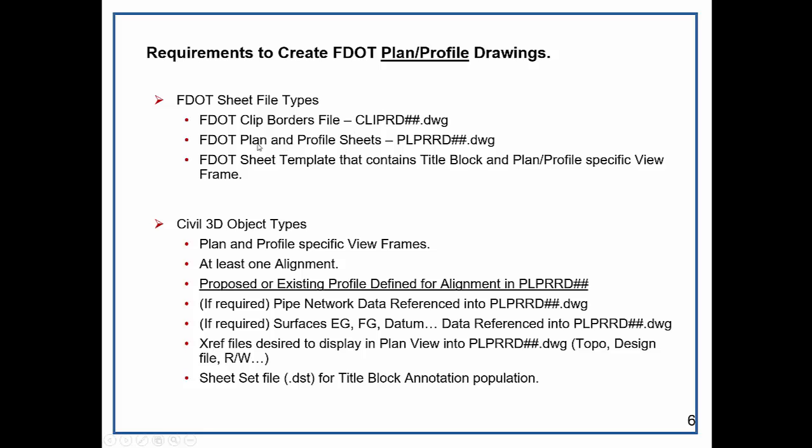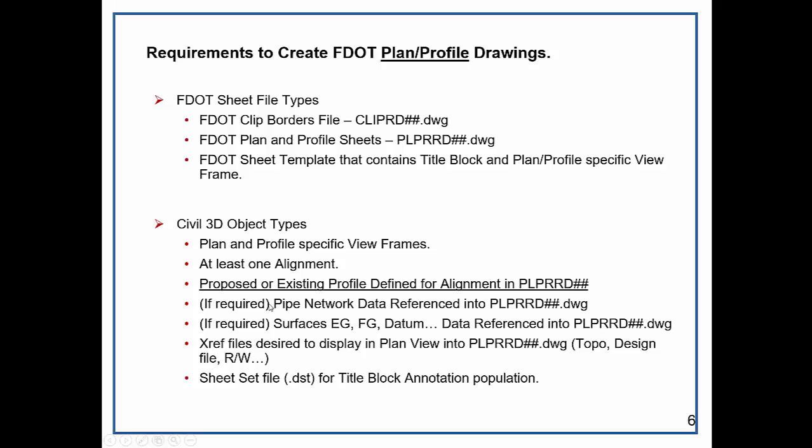But this time, instead of creating a plan sheet, we're going to create a plan and profile sheet, which is called PLP-RRD, or Plan Profile Road, and then 01. We have to have a sheet template, just like plan sheets, but this time we're going to have a sheet template that contains a plan profile specific view frame assigned to it. Okay? And then for our object types, we have to have a plan and profile specific view frame in our plan drawing. Again, at least one alignment. We have to have a proposed or existing profile defined for our alignment in our plan profile drawing.